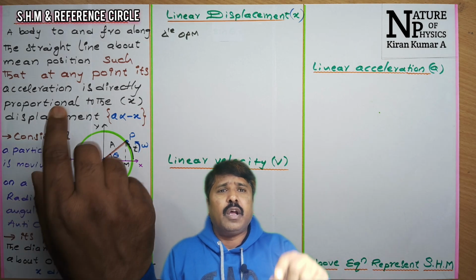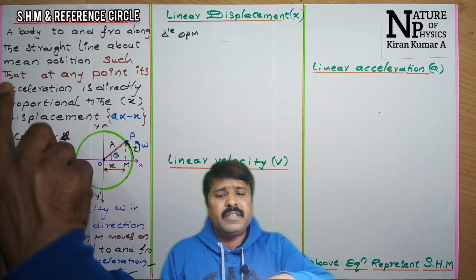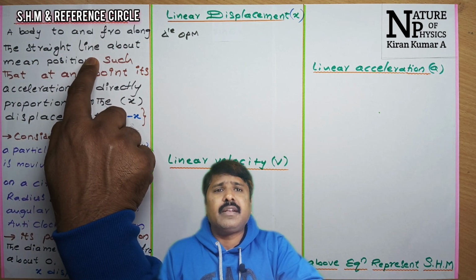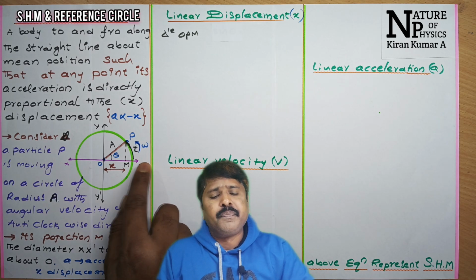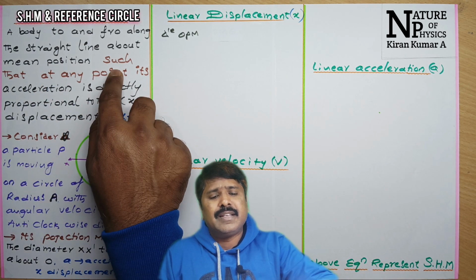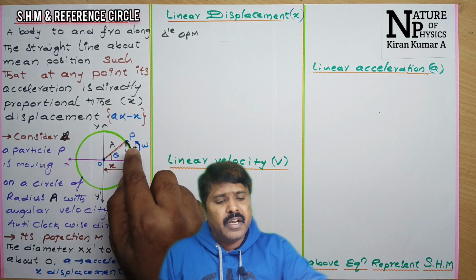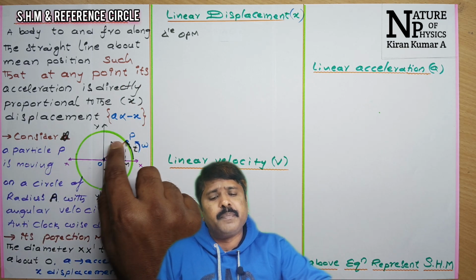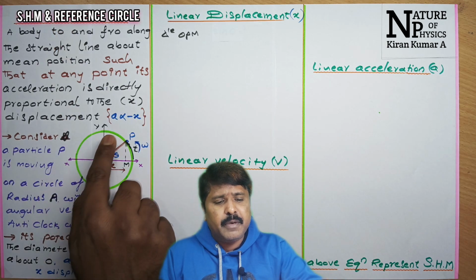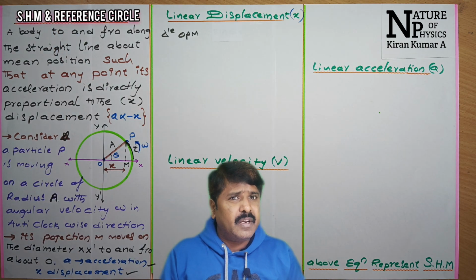Okay students, this is only for board exam purposes. A body is said to move to and fro along a straight line about the mean position O, such that at any point P, its acceleration is directly proportional to the displacement in magnitude and opposite in direction.